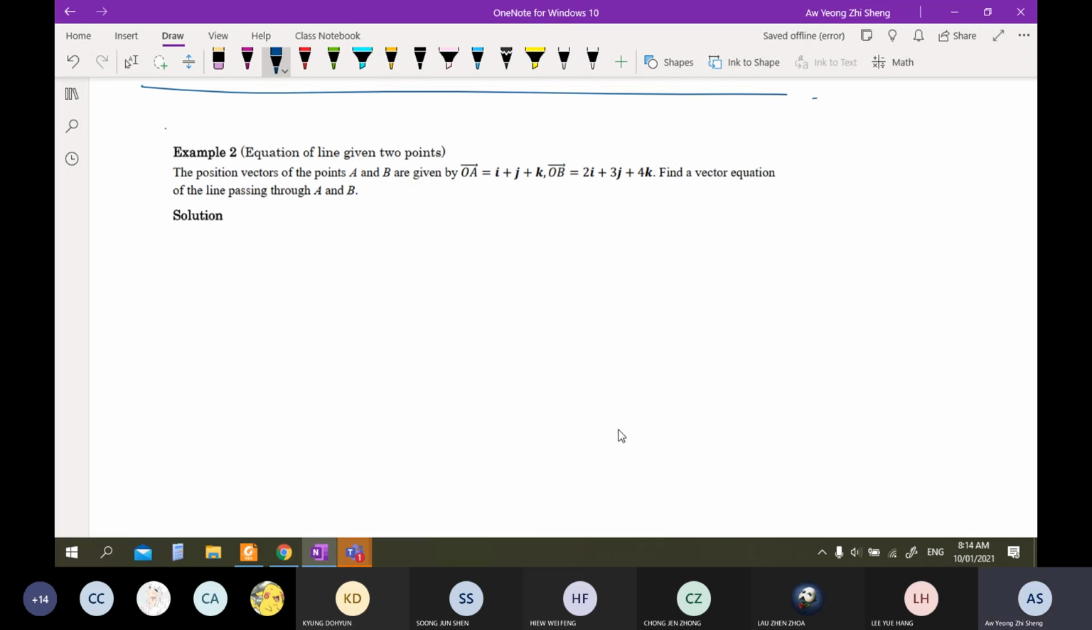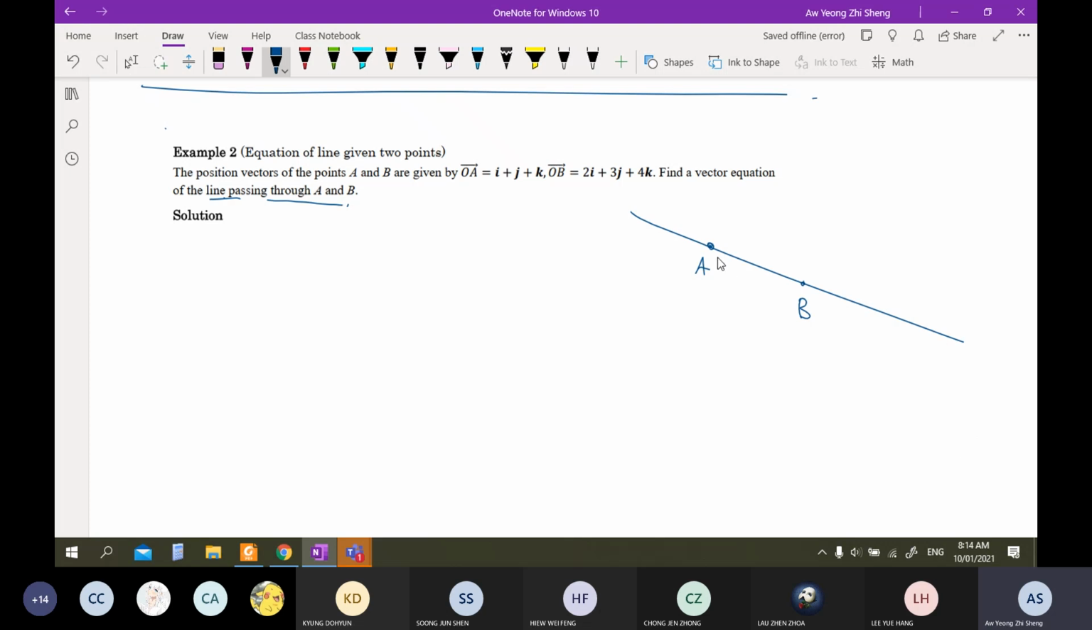Okay, finding the equation of a line given 2 points of the line. So you are given position vectors of points A and B. If you want to visualize it, you need a line passing through A and B. This time they are not naming the line as L, so you can't simply use the letter L. Your line passes through A and B, and it can be extended indefinitely.